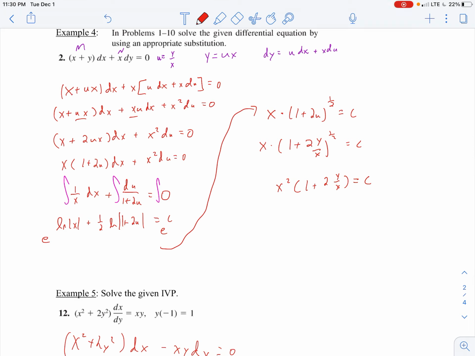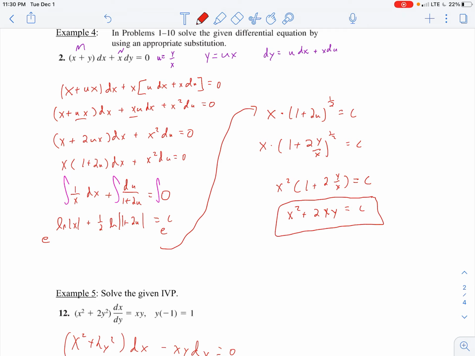And then I can distribute in that x squared. I'm going to get x squared plus 2xy is equal to c. And we're finished there. All right, x squared plus 2xy equals c is the solution to our differential equation.